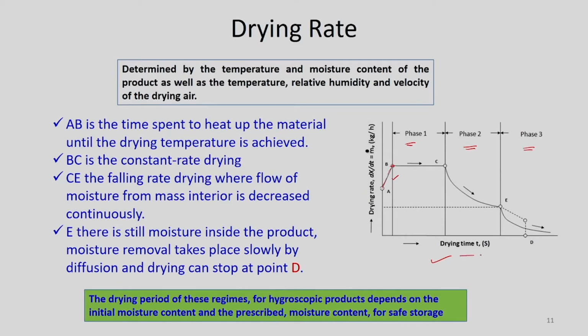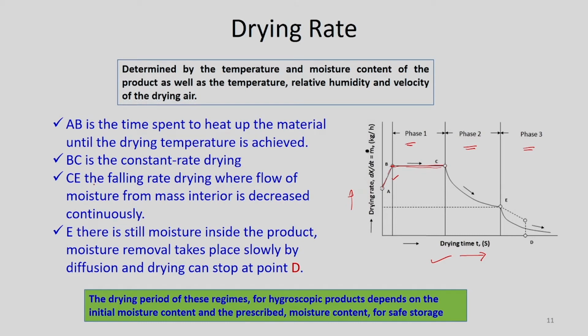So, here the horizontal axis is the drying time and the vertical axis is the drying rate, right. Then BC is the constant rate drying. So, this part is the constant rate drying. It is at constant temperature that drying will take place. So, this phase 1 is nothing but constant rate drying.